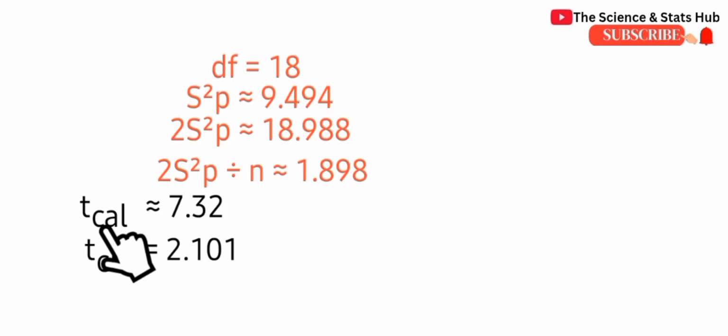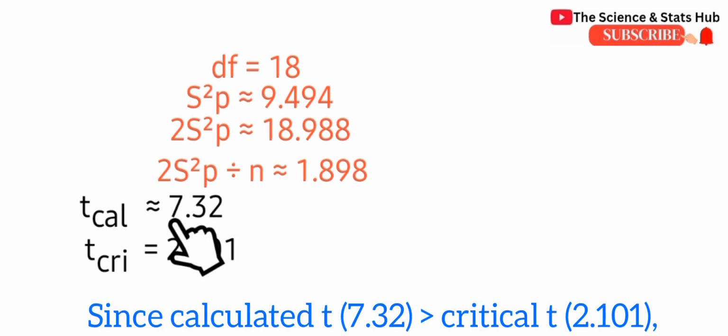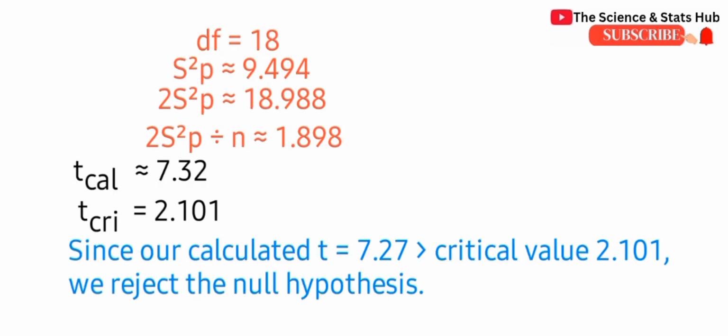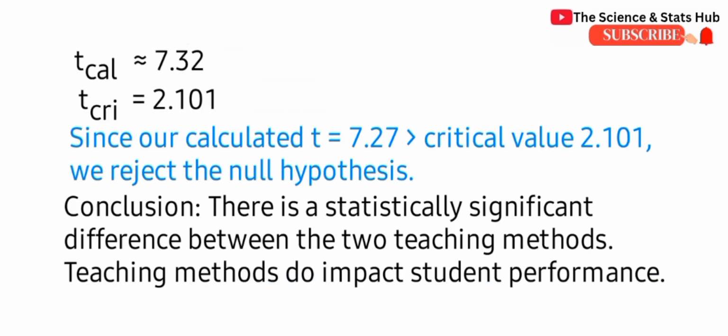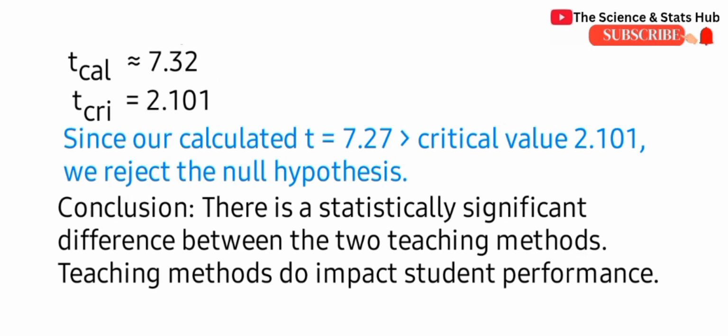Let's compare T calculated with T critical and make a decision either to reject or not reject the null. Since the T calculated value is greater than the T critical value, we reject the null hypothesis and conclude that there is a statistically significant difference between the two teaching methods. That is, teaching methods do impact students' performance.